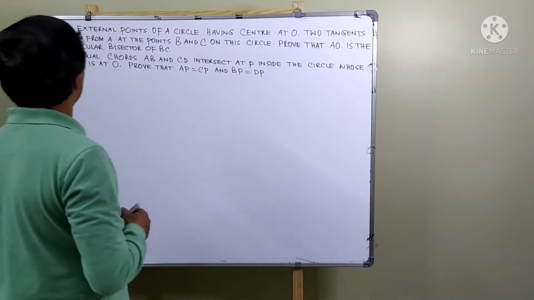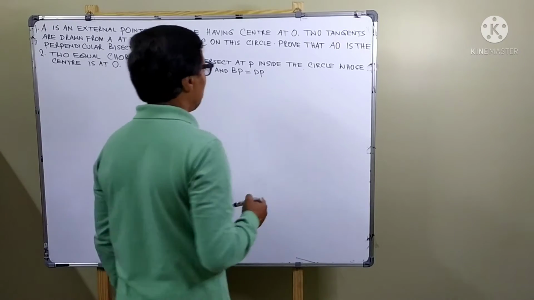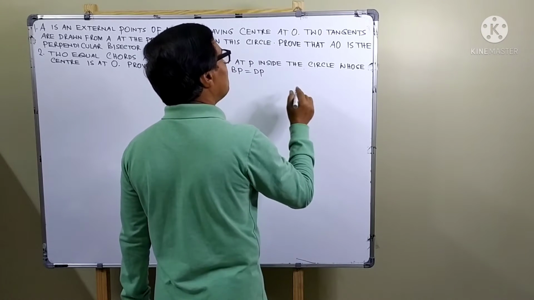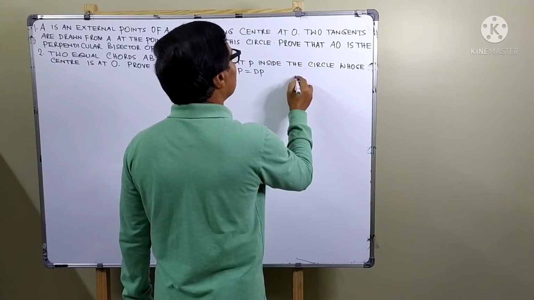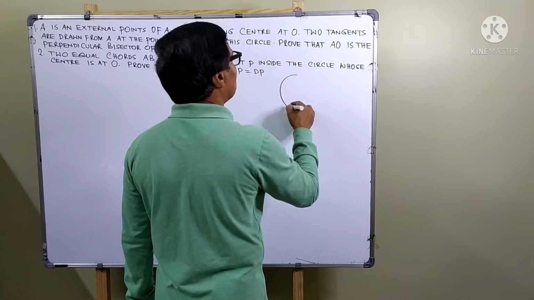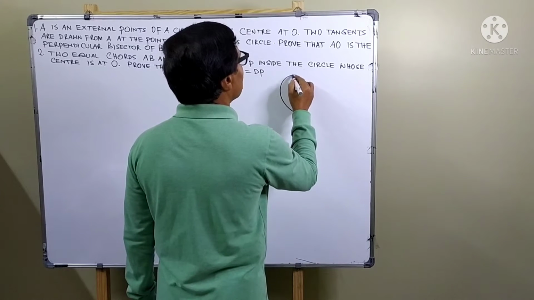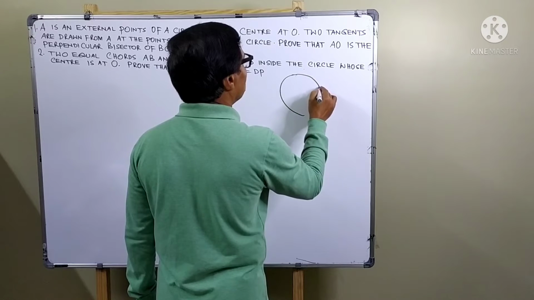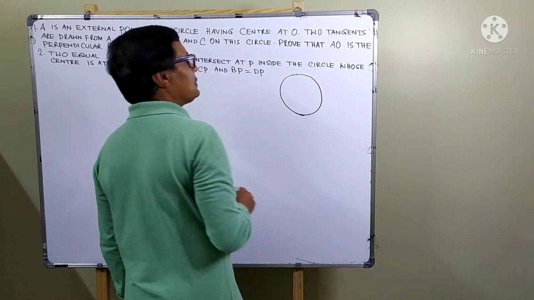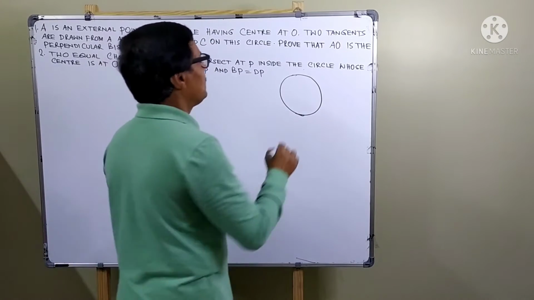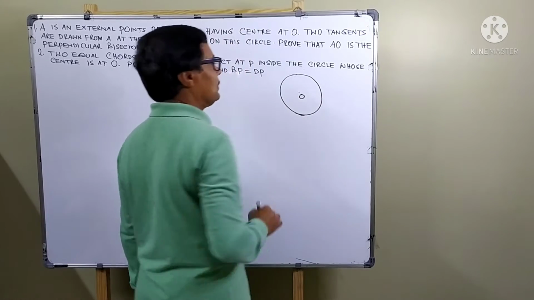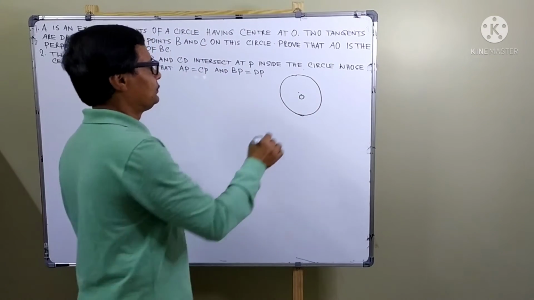Now we shall draw the figure of the circle. Here we can draw the circle. This is the circle whose center is at O.